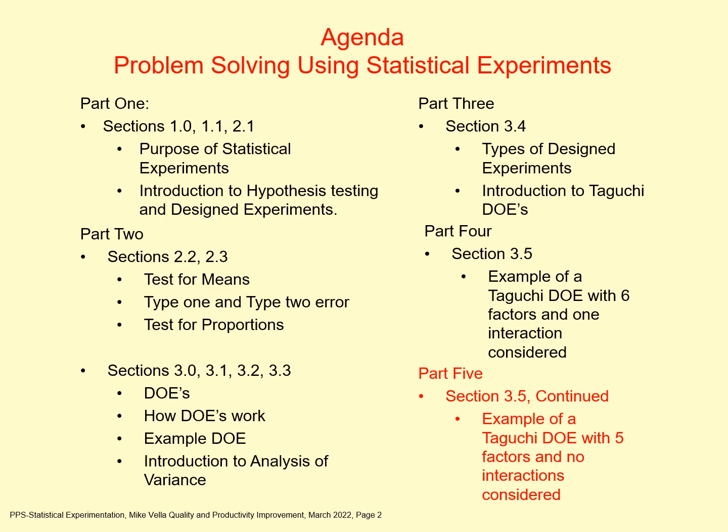Part 5 details how to perform a Taguchi designed experiment without full assignment in the columns. Our example will have 5 of the 7 columns filled. That'll leave us with understanding how to deal with the primary error that exists in the 2 empty columns.